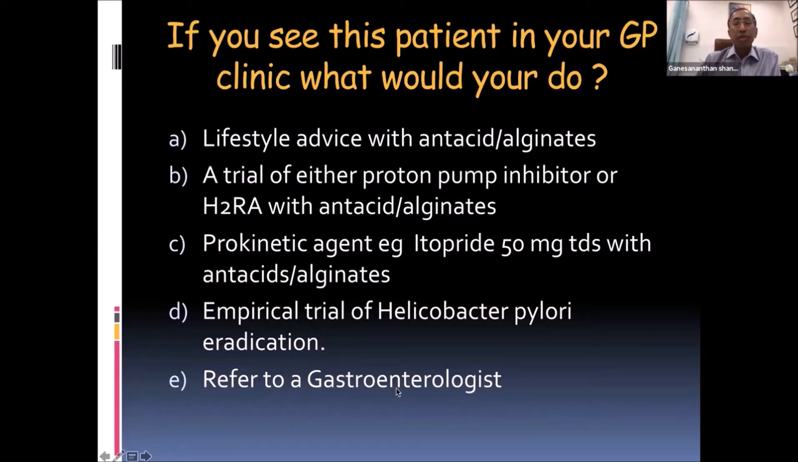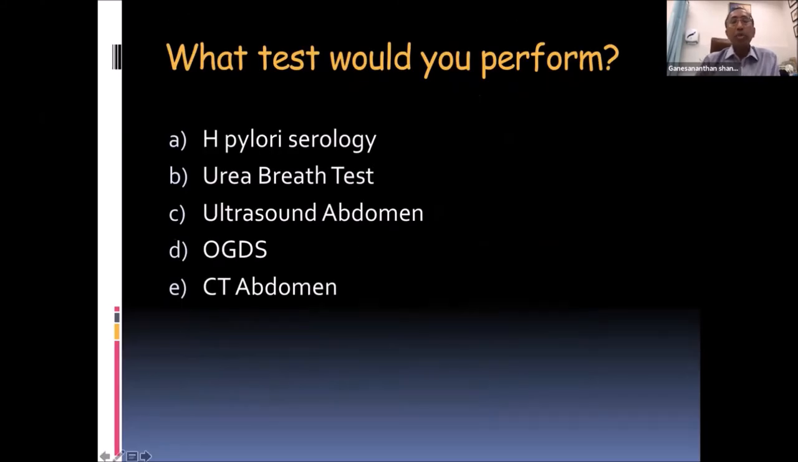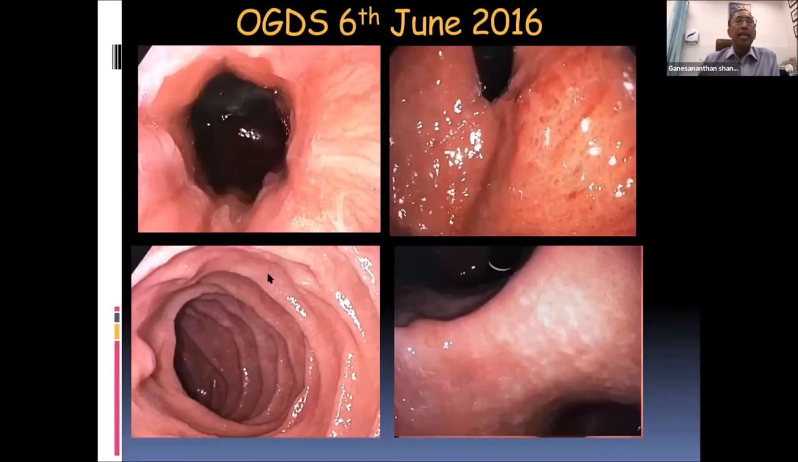Would you refer to a gastroenterologist? Yes, that sounds like a very logical thing to do. What tests would you perform? H. pylori serology? Yes, that's a thought in your clinic practice. Urea breath test is a better test because it's an antigen test, and it tells you active or not active. H. pylori serology does not connote activity. It may just tell you a past history of H. pylori or present history. Ultrasound abdomen to look for gallstones. And OGDS will tell you a lot of things. Useful, but will you scope a patient at this age? A CT abdomen would be useful in the right setting, not in this lady.